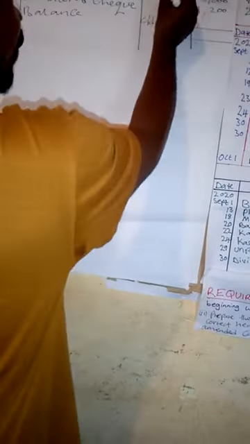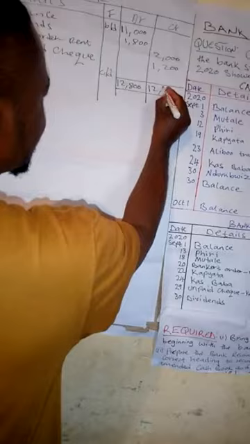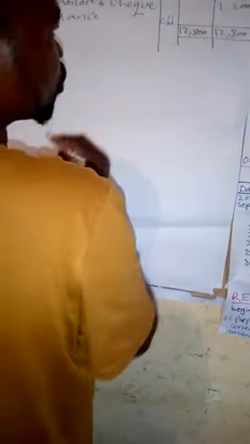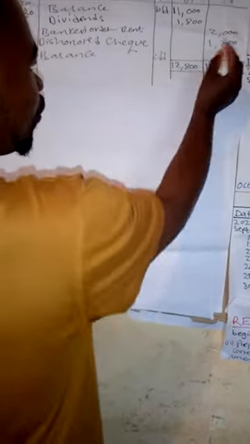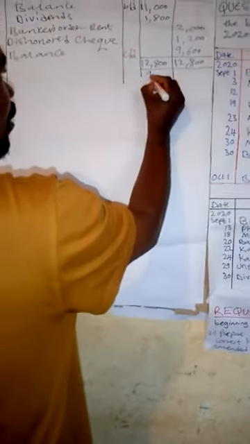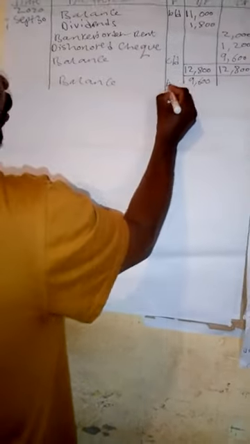So 11,000 plus 1,800, we are getting 12,800. We can see that the debit side is greater than the credit side. So 12,800 minus 2,000 is 10,800, minus 1,200, we are getting 9,600. Then you bring down the balance here as balance brought down. So this 9,600 becomes our balance as per cash book.